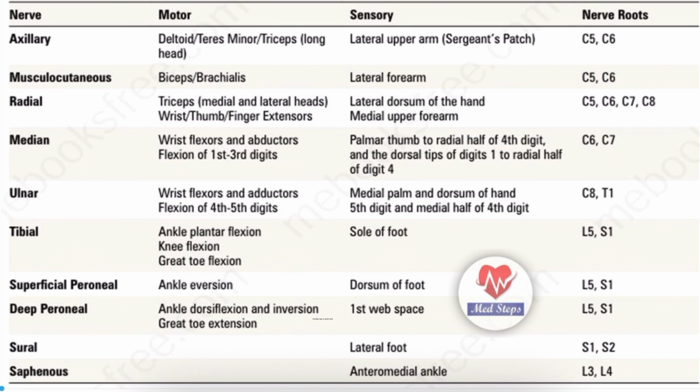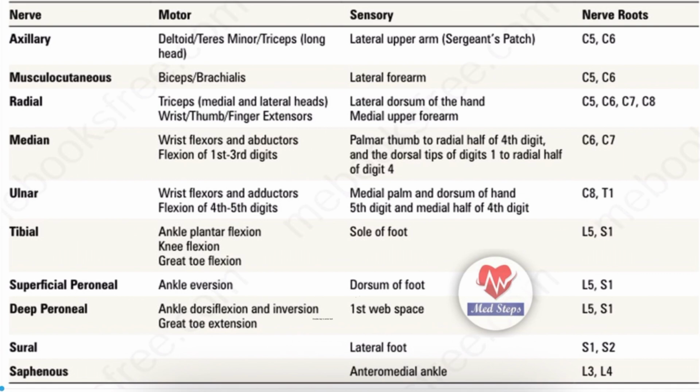Next, the sural nerve. The sural nerve root comes from S1 and S2, and the sensory innervation is the lateral foot. Next, the saphenous nerve. The saphenous nerve root is L3 and L4, and the sensory innervation is the anterior medial ankle. Okay. So here we understood where each nerve root originates and what the function is, and the sensory and motor innervation, everything.